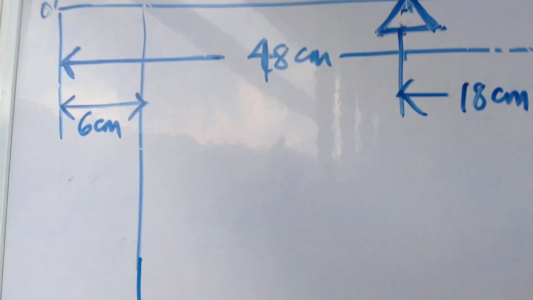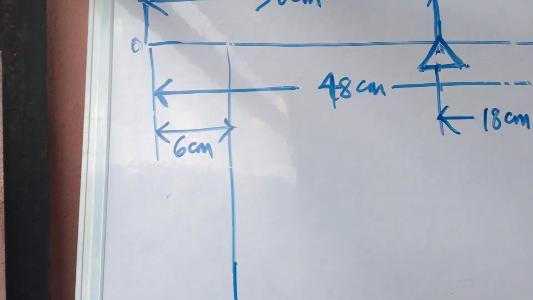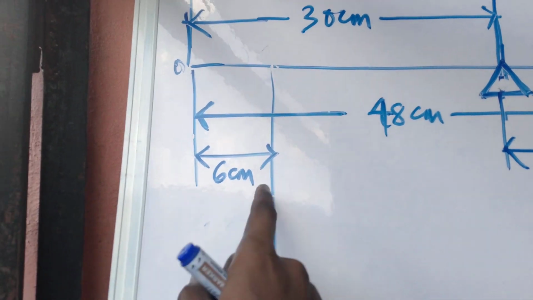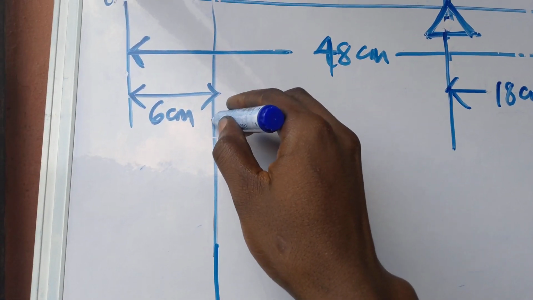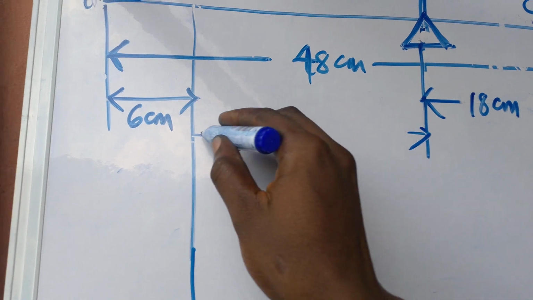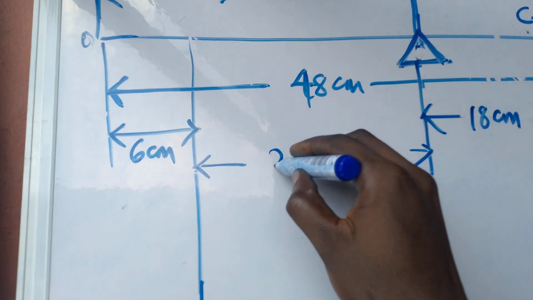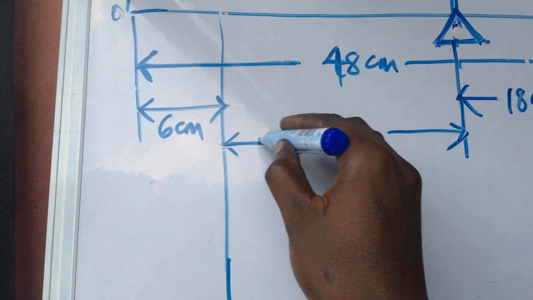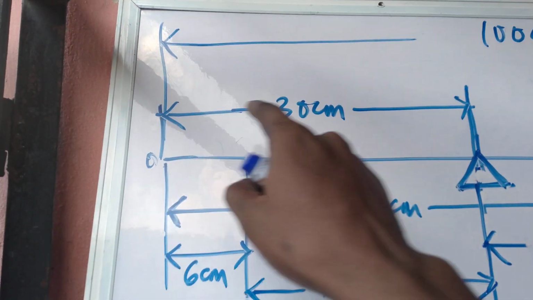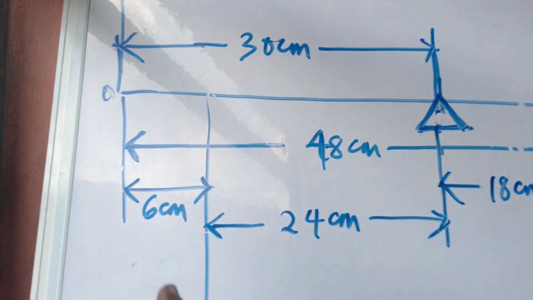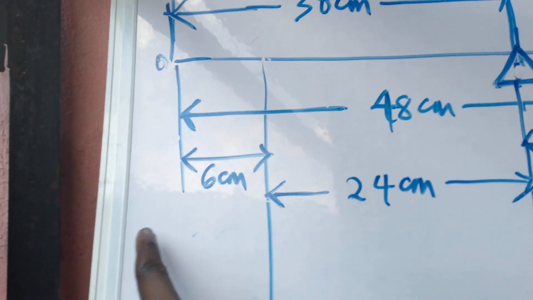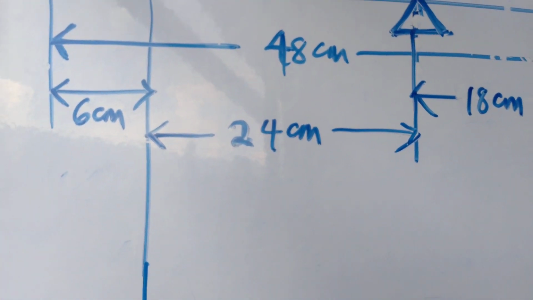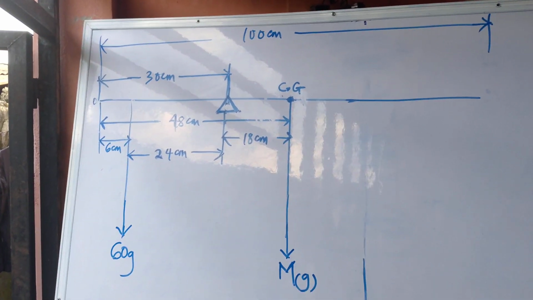Now let's look at this. If the distance from here to here is 6 cm and the distance from here to the pivot is 30, then this distance is 30 minus 6, which gives me 24 centimeter. Alright, so this is it.